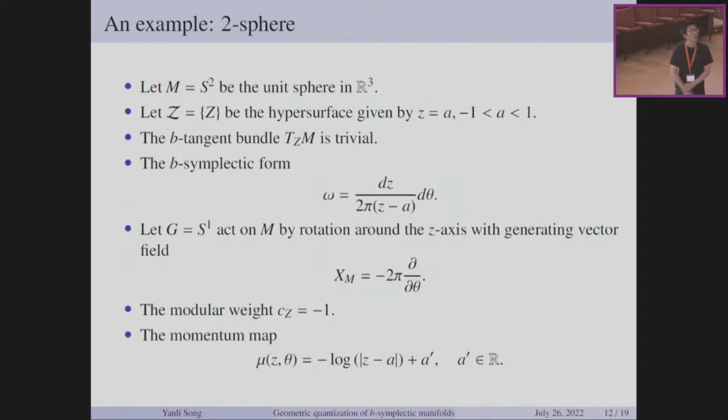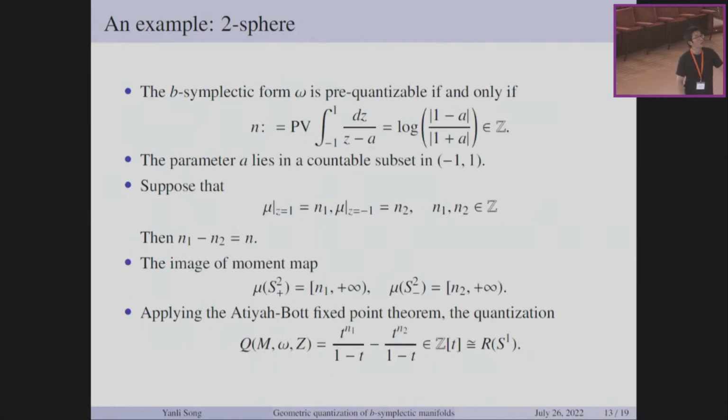Okay, so this is one example of a b-symplectic manifold, and if A equals 0, I think in Richard's talk, the quantization should be 0. But if you choose A to be another number, then the quantization may not be 0. And this is what I'm going to discuss. So you can ask for any A when this b-symplectic form is integrable or pre-quantized.